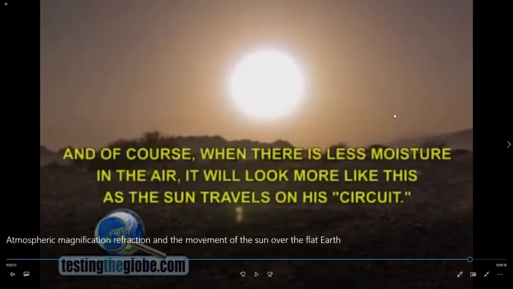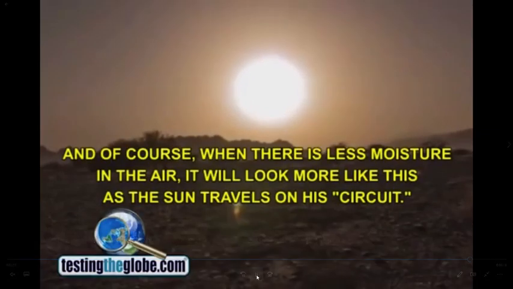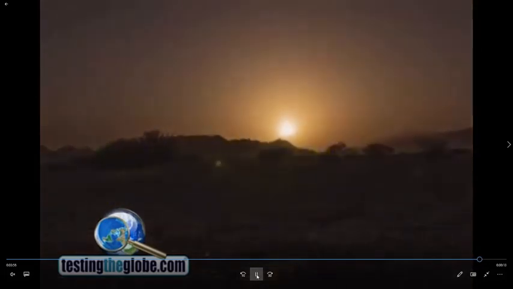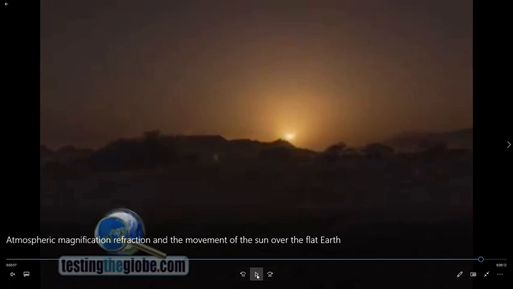Now, Rob Skiba also goes on to say, and of course, when there is less moisture in the air, it will look like this as the sun travels on its circuit. And so, with no moisture in the air, the sun should shrink. Okay, we'll take a look at that.